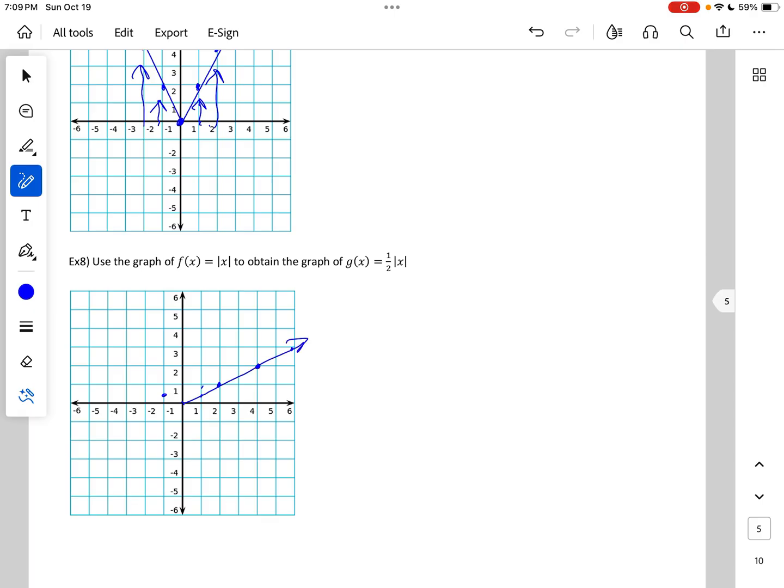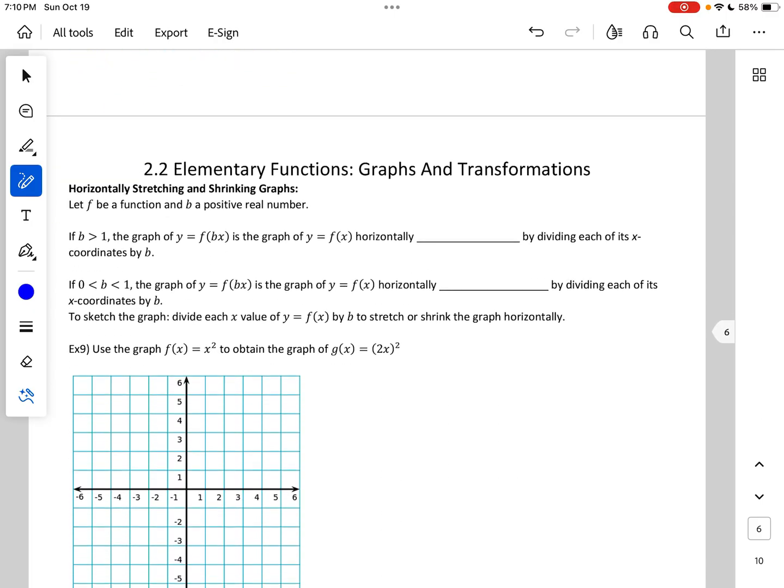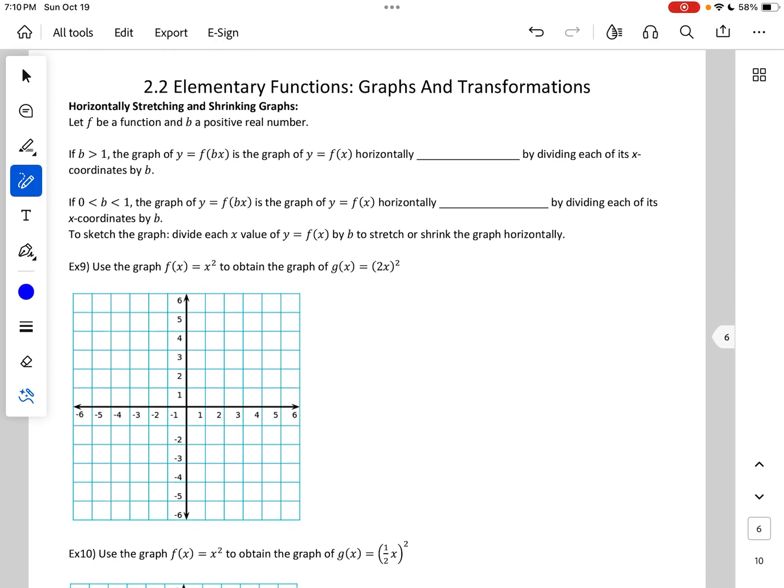So I'm stretching away from the x-axis that many. 2, 4, 6, and like that. Okay, so it's away from the x-axis is my stretch, or this was a shrink by 1/2. Okay, horizontal shrinking. If I'm in with the x, this b here, now if it's greater than 1, then it's a horizontal shrink, and by dividing, so really by a factor of 1 over b.